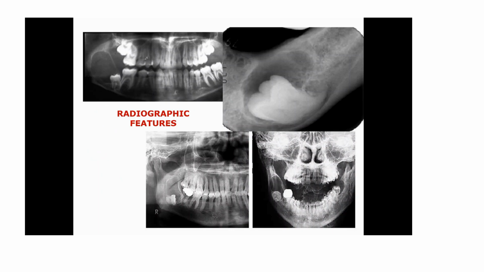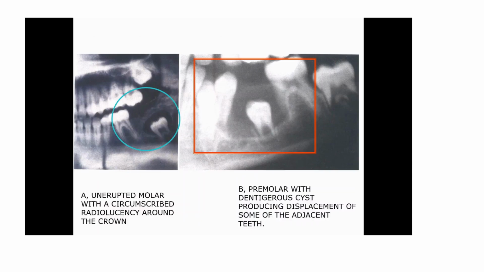Now, the radiographic features, we are going to move on to that. Here in the first picture, it shows an unerupted molar with a circumscribed radiolucency around the crown. So you can check out here, you can see this. In the second picture, a premolar with dentigerous cyst producing displacement of some of the adjacent teeth, which is quite visible.